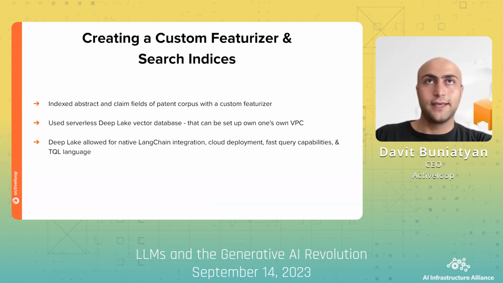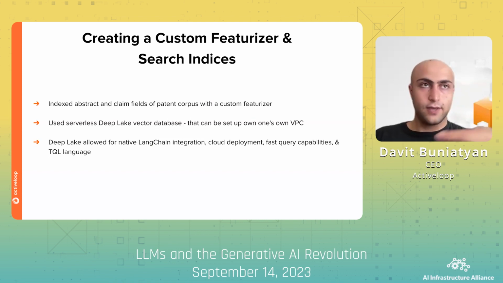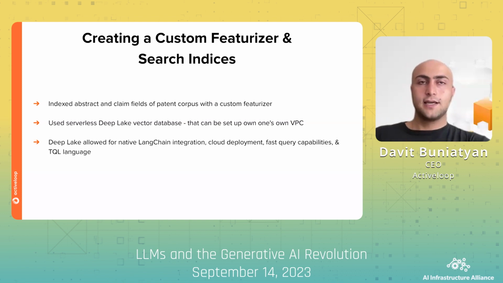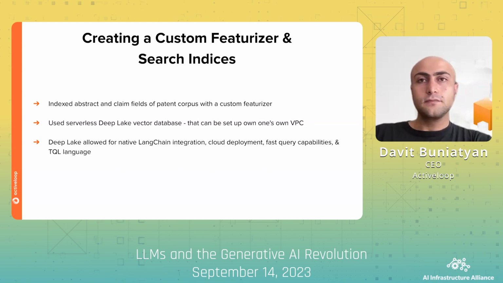In the last stage, we have this data, and we index the abstracts and claims, which are subsets of these patents. We create a featurizer that determines how the data should be indexed. This is what we used for the vector database Deep Lake to store the embeddings, and then we connect to the framework with LangChain to run the queries and get the agent setup done.